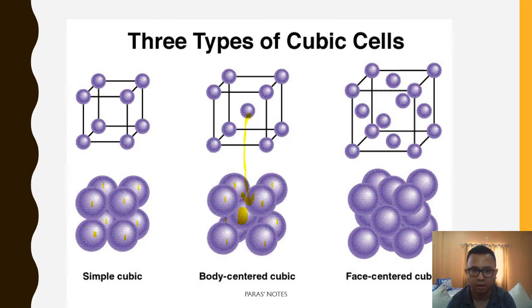This is what is in the middle. So altogether what you see is 8 plus 1. So this is how the arrangement is. This is what is three-dimensional. Very nicely it is represented in three-dimensional form.